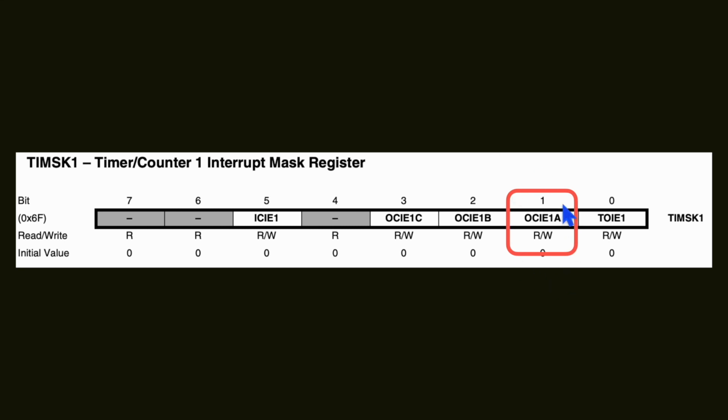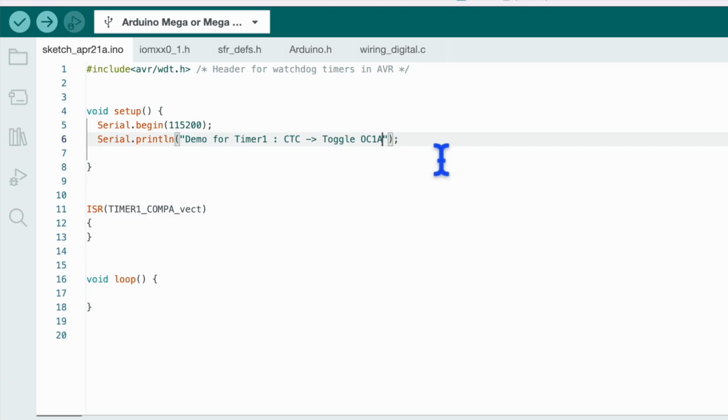So for that we'll enable the first bit. We'll make this bit 1. So let's proceed and write a program to do the same. In this program, we'll configure the timer to be cleared upon comparison match, that is, clear on timer comparison match (CTC), and we'll toggle the dedicated pin OC1A, the output compare 1A pin.